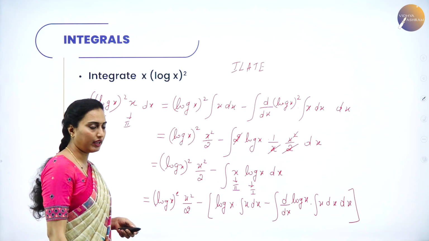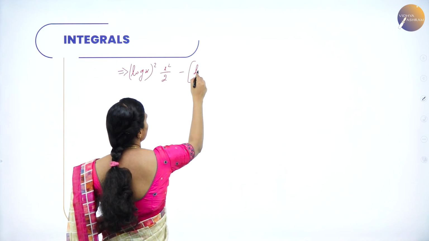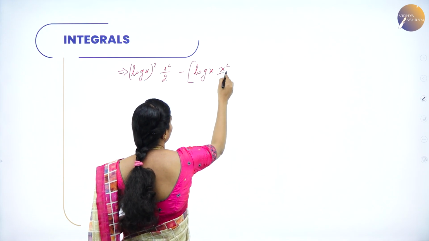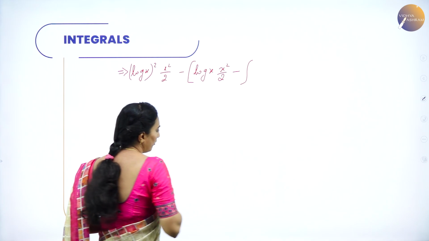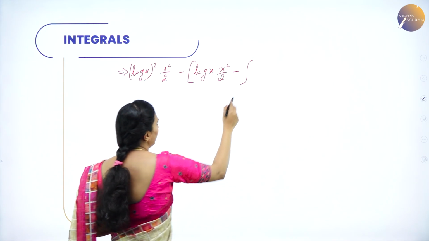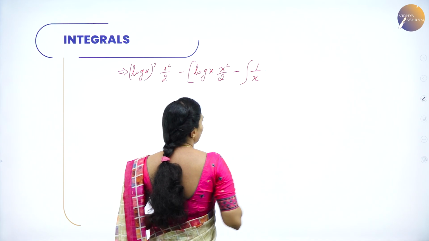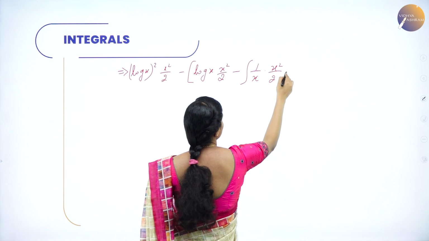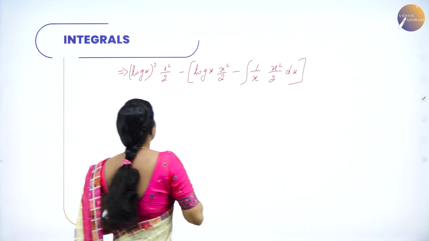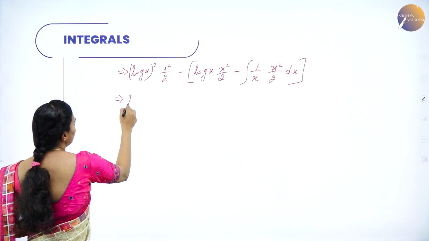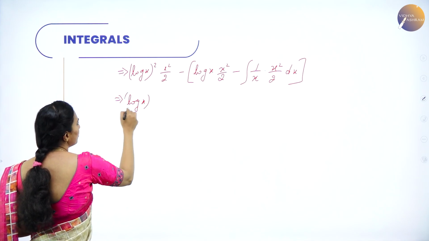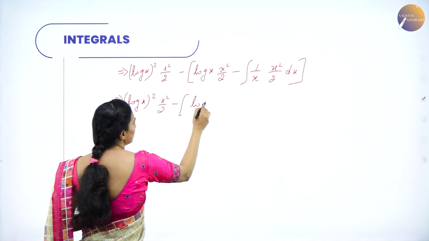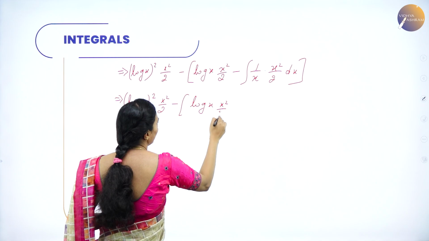First simplify the bracket. So log x into, see, integral of x is nothing but what? x squared divided by 2, minus integral of d by dx of log x is 1 by x, right? Into integral of x is nothing but x squared by 2, into dx. I hope you understood this step, which implies further simplification gives you log x whole squared into x squared by 2 minus, see, log x into x squared by 2. I am writing as it is.